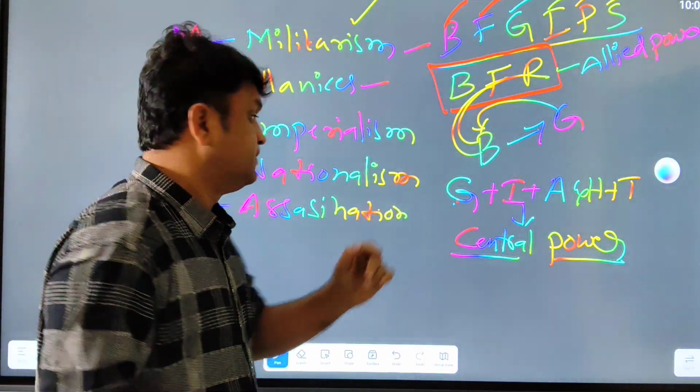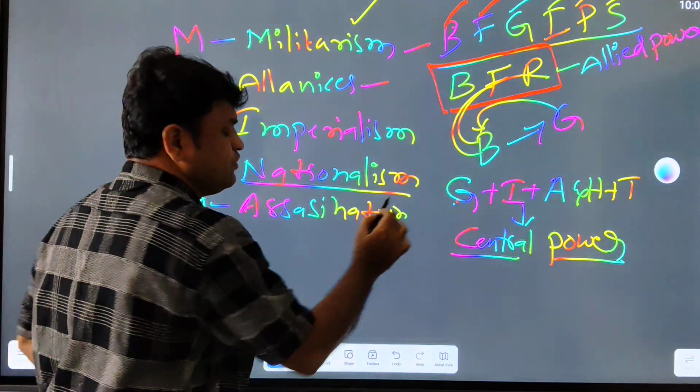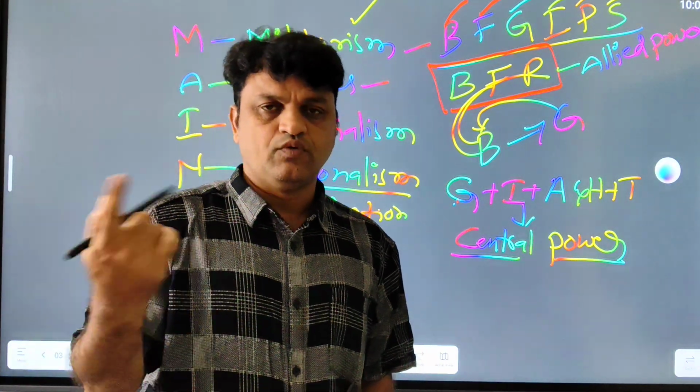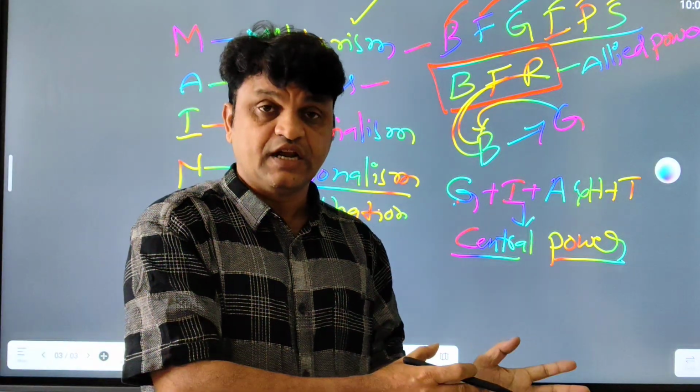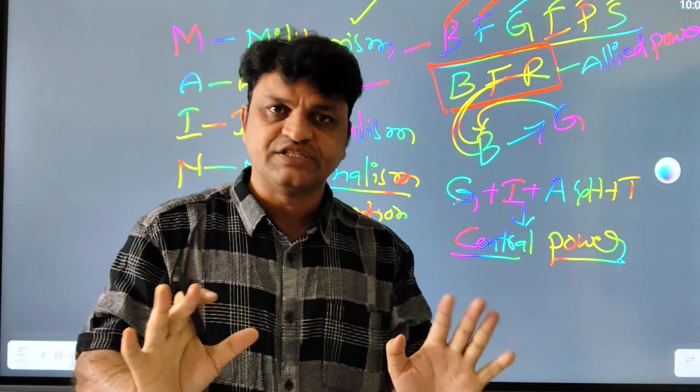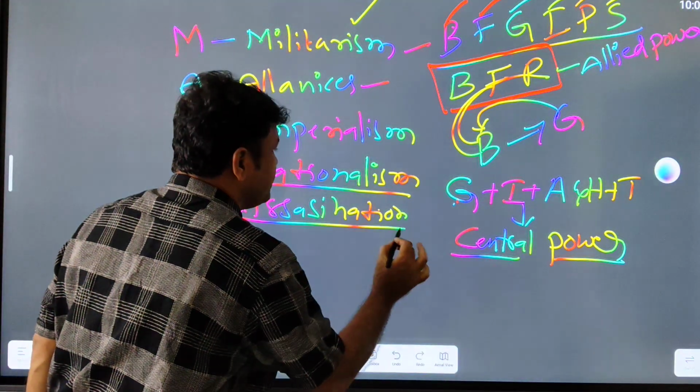This is called imperialism. Then, what is nationalism? It's a feeling of unity, loyalty, and love towards our own country. I told you in the introduction class what nationalism is. We feel love towards our own country. This is called nationalism. Then assassination.